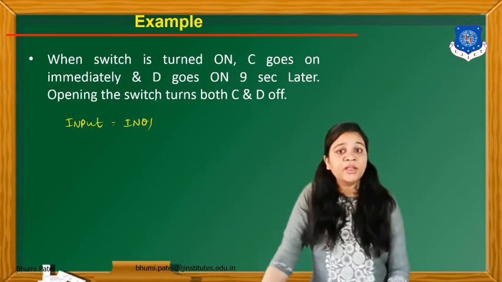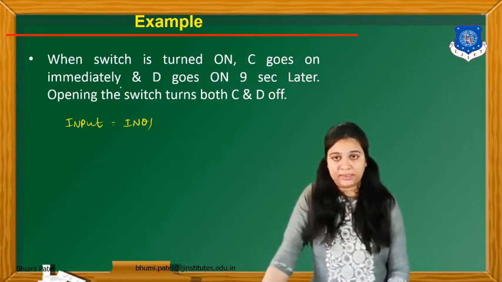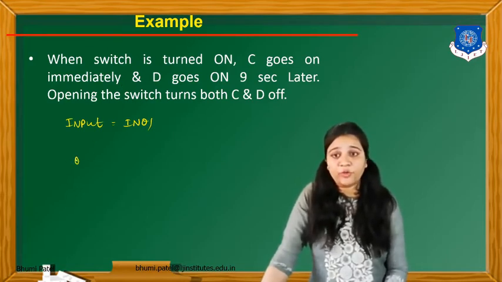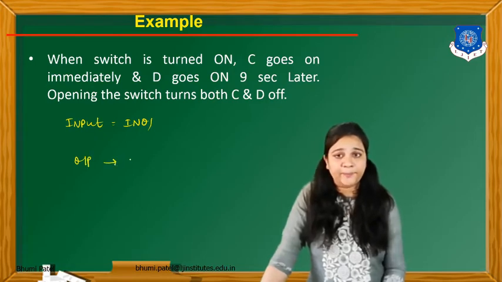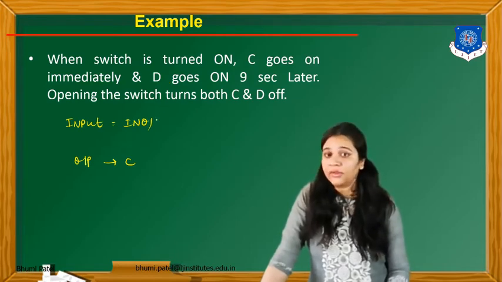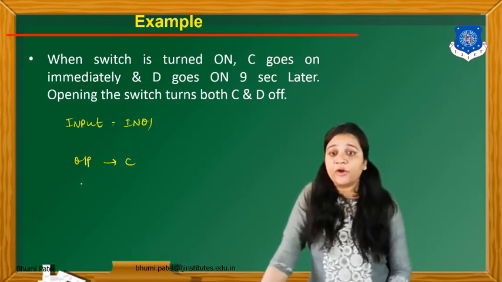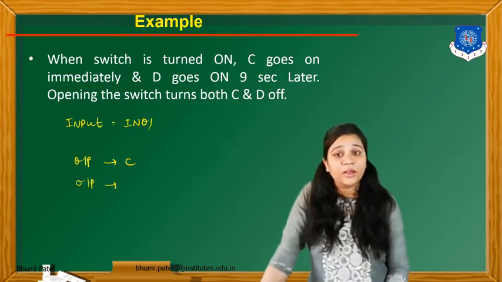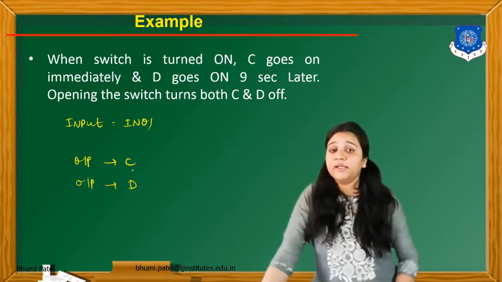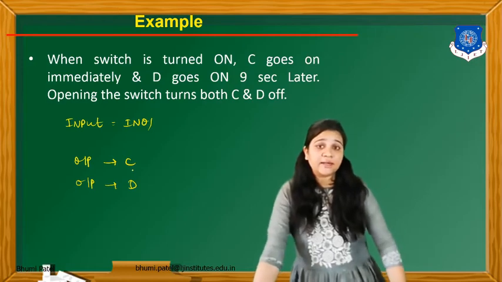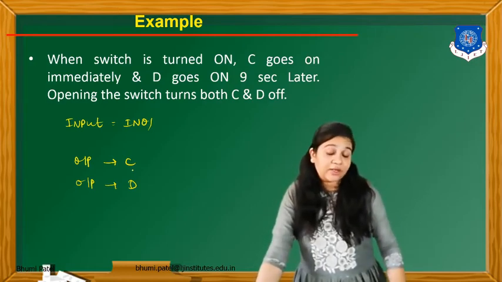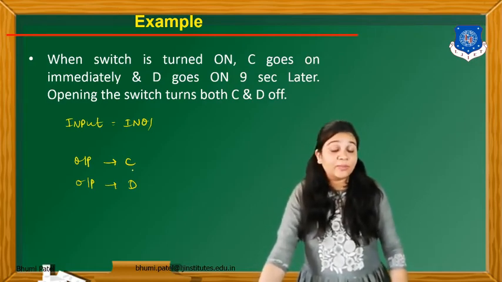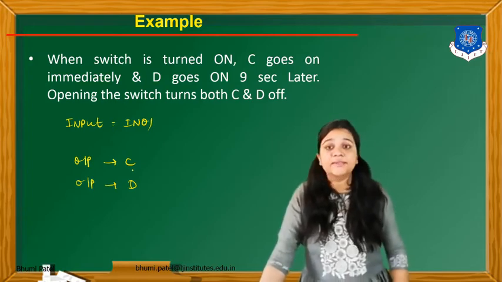Clear? C goes on immediately, that means our first output is C. Now D goes on 9 seconds later, which means my second output is D. But the condition of D is that it goes on 9 seconds later, so for that we can use the timer on delay, and the preset value will be 9 seconds.